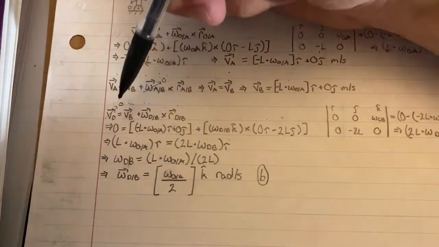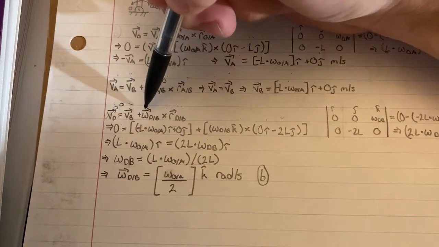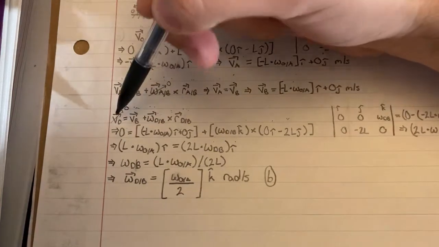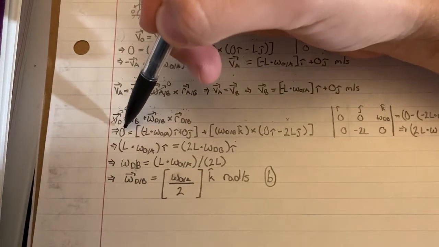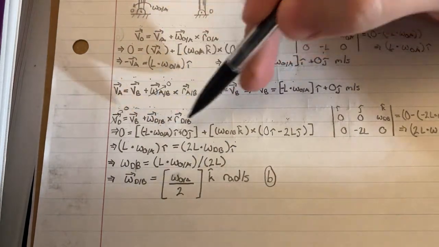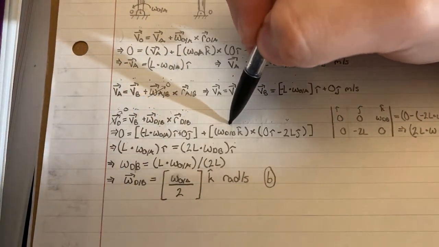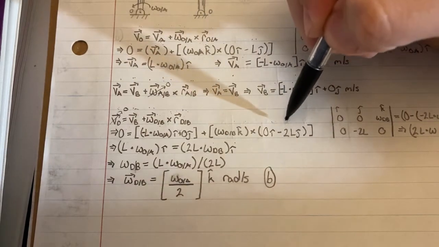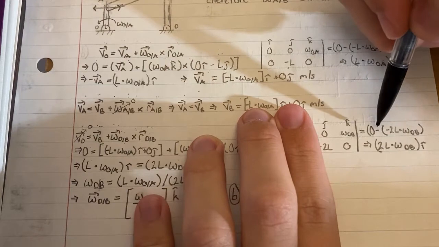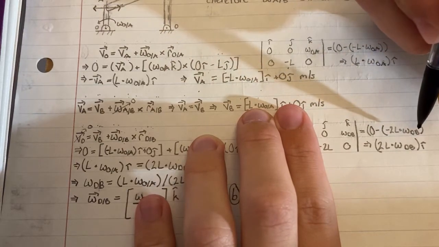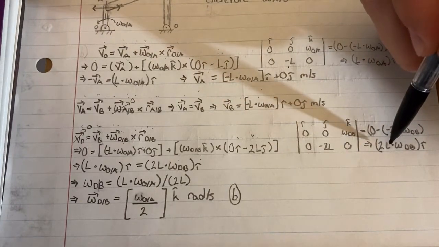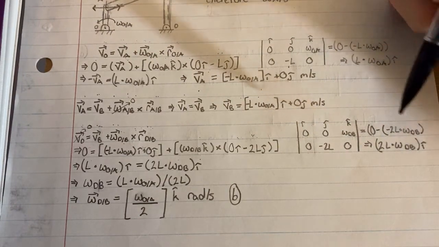Moving on to link DB, we can find that VD equals VB plus angular velocity of D slash B cross R D slash B. We know D is an instant center, so velocity of D will become 0. And then we can plug in VB from earlier for this part. Then we have angular velocity in the K direction cross 0I minus 2LJ. We can do the cross product here and find it equals 0 minus negative 2L times angular velocity of DB, and then we can simplify this to 2L times angular velocity of DB.